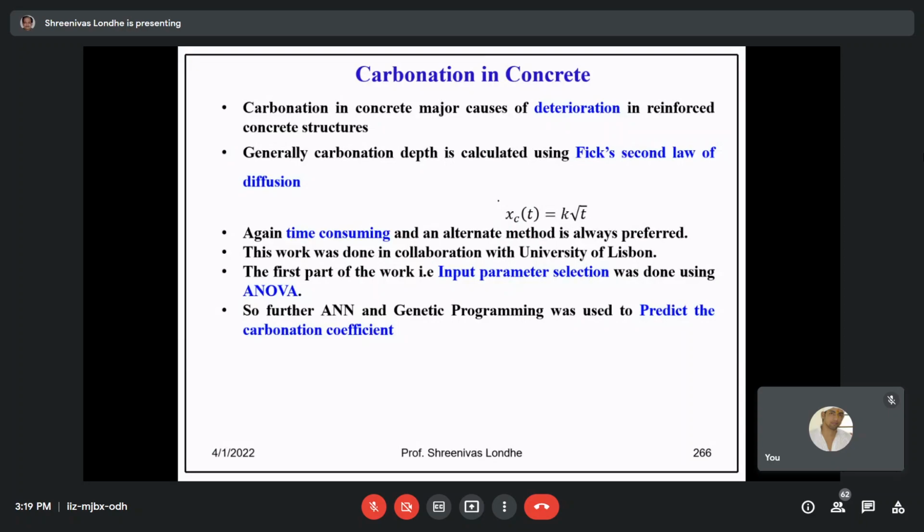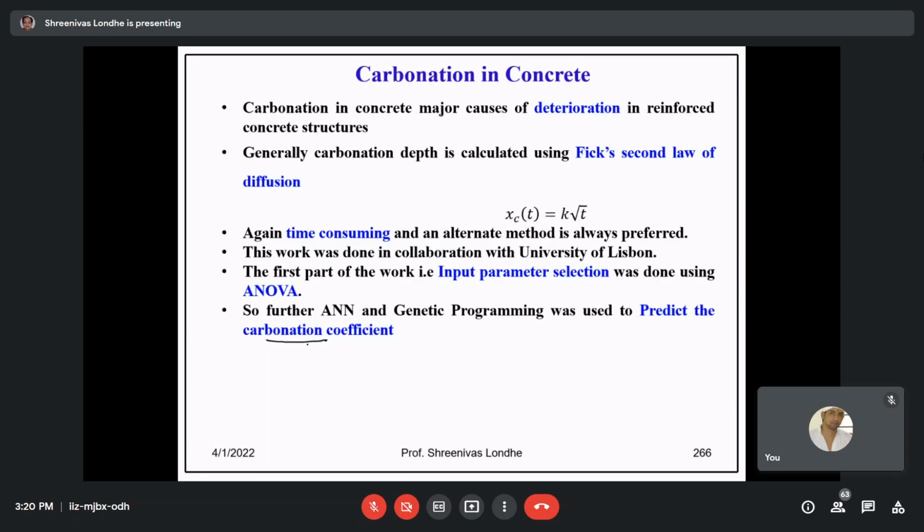So this particular work which I'm presenting right now is a work done in collaboration with the University of Lisbon. Here, for the input parameter selection, there were around 27 parameters, and the parameters were selected using the ANOVA technique. Further, ANN and genetic programming were used to predict the carbonation coefficient.